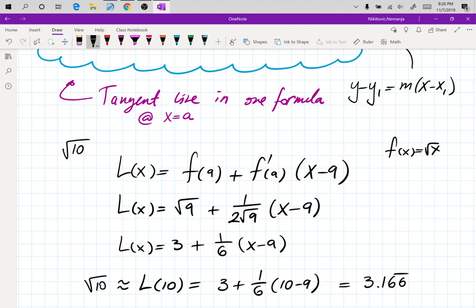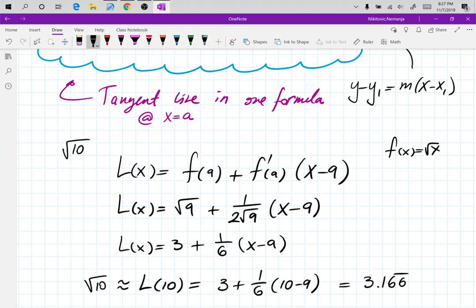Completely obsolete today because of the calculators and computers, but you can use it to annoy the hell out of other people. Because as soon as they say, what do you know? I know the formula for the tangent line in one shot, and you can't even spell it.